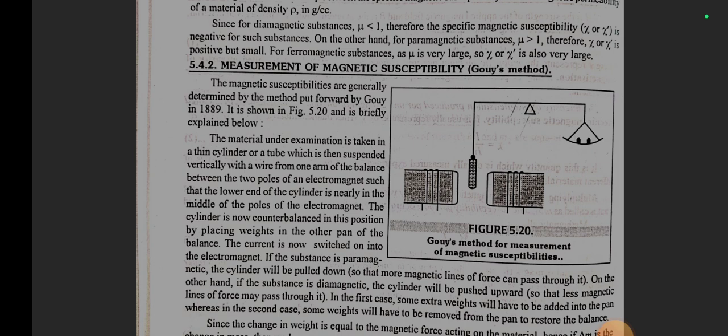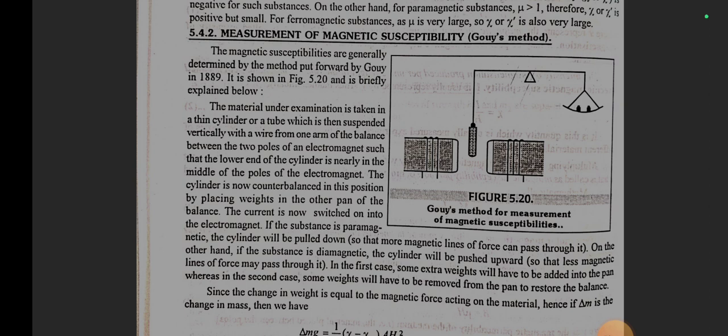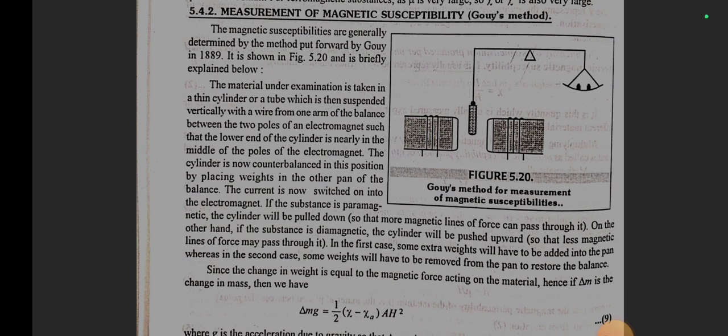Since for diamagnetic substances μ is less than 1, the specific magnetic susceptibility is negative for such substances. On the other hand, for paramagnetic substances μ is greater than 1, therefore χ or χ' is positive but small. For ferromagnetic substances, as μ is very large, so χ is also very large.